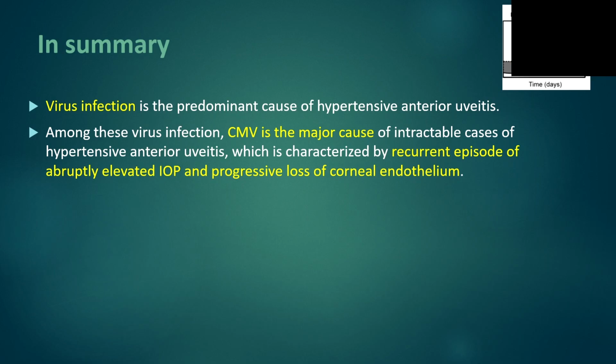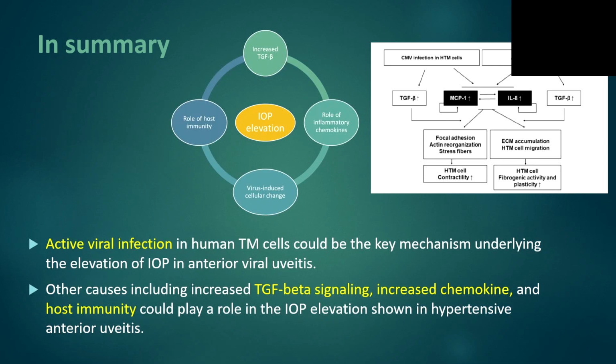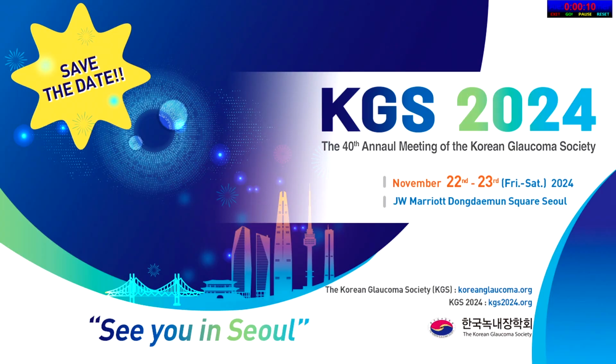Let me summarize. Virus infection is the predominant cause of hypertensive anterior uveitis. Among these virus infections, cytomegalovirus is the major cause of intractable cases of hypertensive anterior uveitis, which is characterized by recurrent episodes of elevated intraocular pressure and progressive loss of corneal endothelium. Active viral infection in the TM cells could be the key mechanism underlying the IOP elevation in these cases. Other causes include TGF-beta signaling, increased chemokines, and also host immunity could play a role in the IOP elevation in these cases. Thank you for your attention.